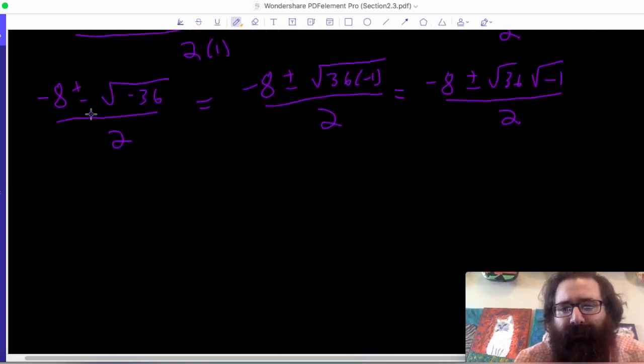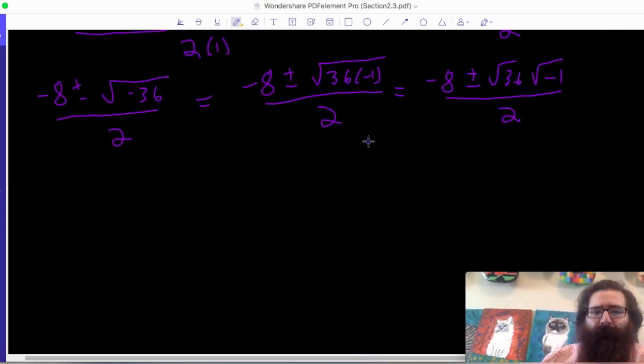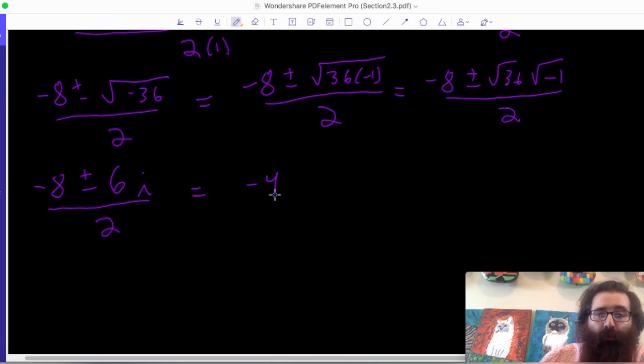So now what I can do is I can work with what I have a bit further. We have negative 8 plus or minus square root of 36 gives me 6. And the square root of negative 1 gives me i, all over 2. And now I can actually do the division. So negative 8 divided by 2 is negative 4, plus or minus 6i divided by 2 is 3i.